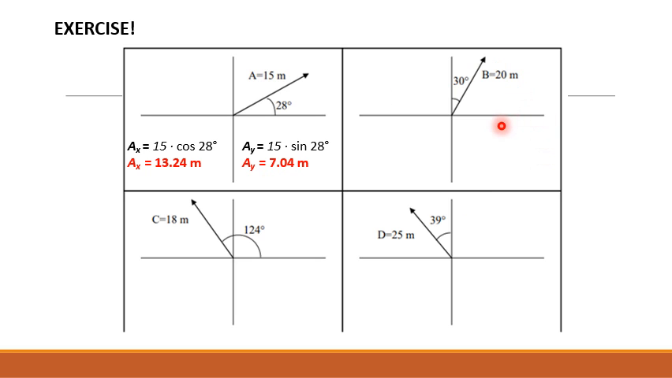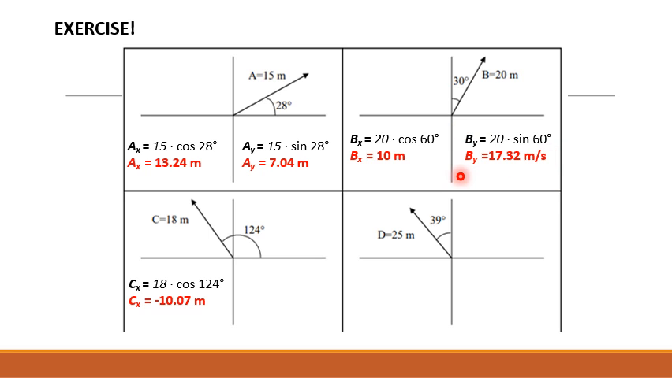Next, for vector B, take note we are measuring from the positive x. Since the angle between the y-axis and the vector B is 30 and the total angle for quadrant 1 is 90, we have to use the difference of 90 and 30, which is 60. So 20 times cosine 60 is 10 meters. 20 times sine 60 is 17.32 meters. So there's no second, it's just meters.